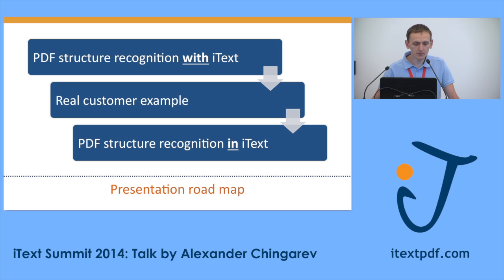Here I will provide a little bit of theory combined with exercises to show you how to do this. When it's done, we will go to a real customer example, where all the ideas explained before come to a real customer's application. And finally, we'll go to the last chapter, which is called PDF structure recognition in iText, where I will very basically tell you what we want to see in PDF structure recognition in future versions of iText.